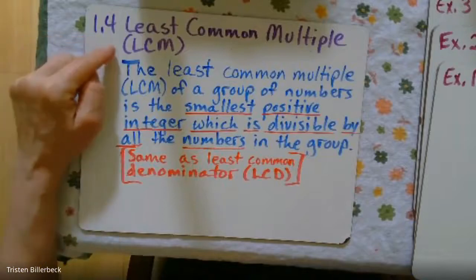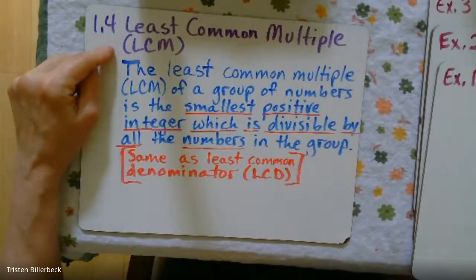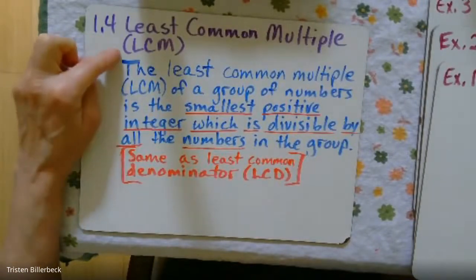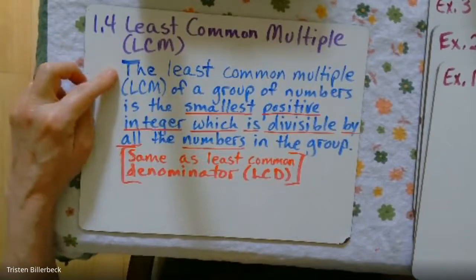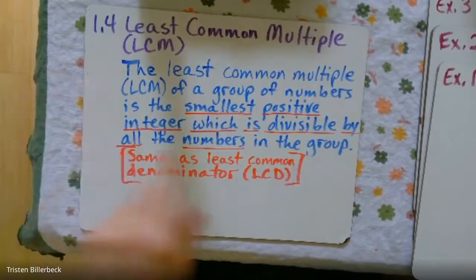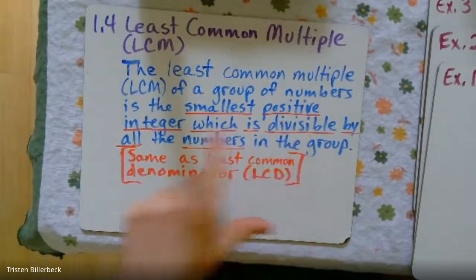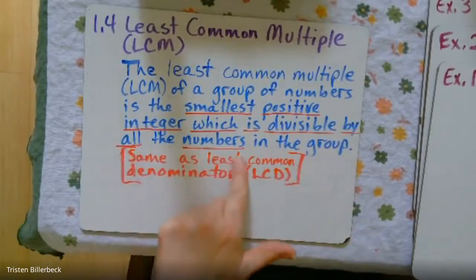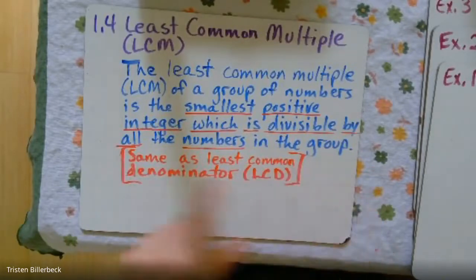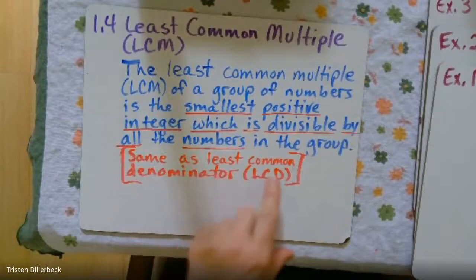We're going to talk about Section 1.4, Least Common Multiple, abbreviated LCM. The least common multiple, LCM, of a group of numbers is the smallest positive integer which is divisible by all the numbers in the group. So it's the same thing as the least common denominator, LCD, that you've been finding with fractions.